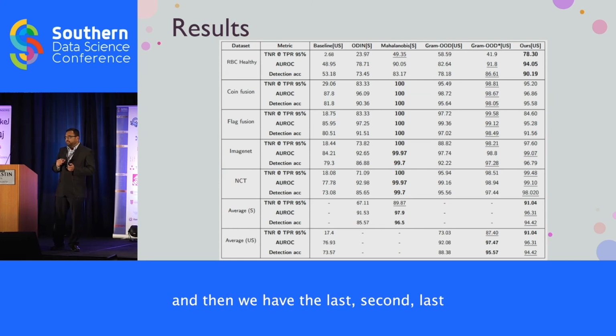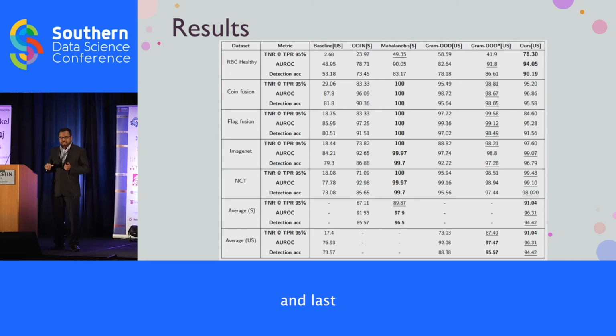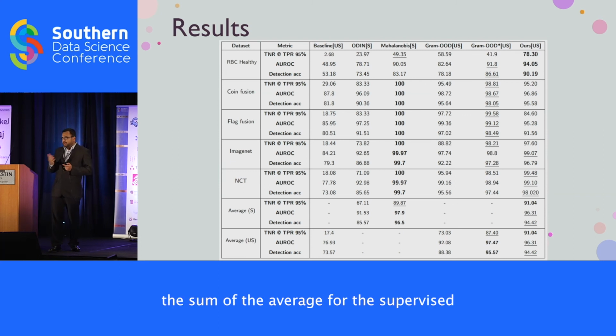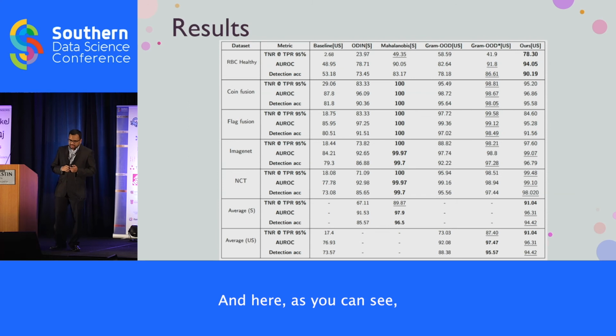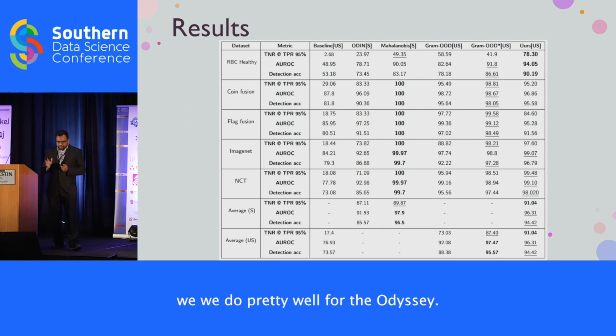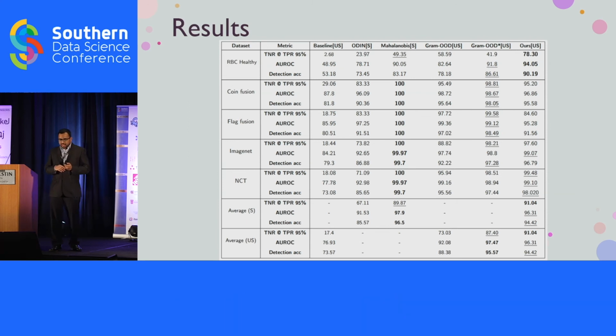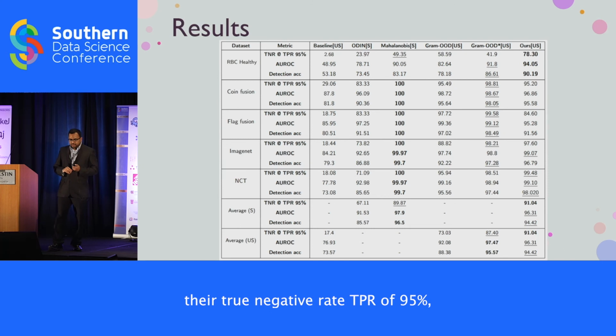And then the second last and last rows are the average for the supervised and unsupervised approaches. And here, as you can see, we do pretty well for RBC. For the rest, the Mahalanobis, which is another approach, performs relatively better, but in the end, the true negative rate at a TPR of 95%, we actually outperform the rest.